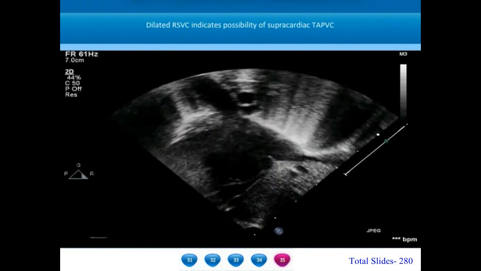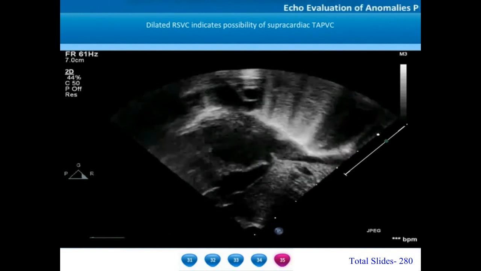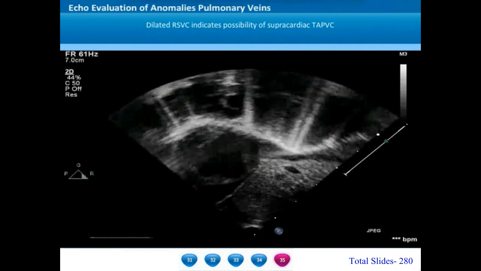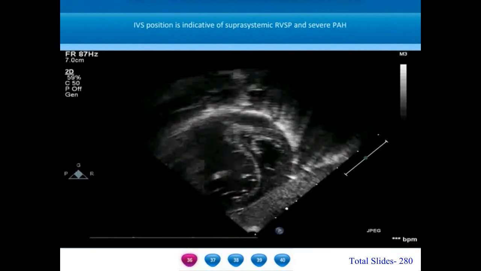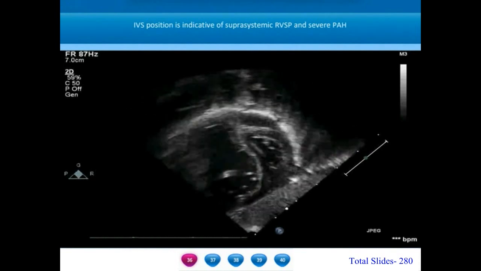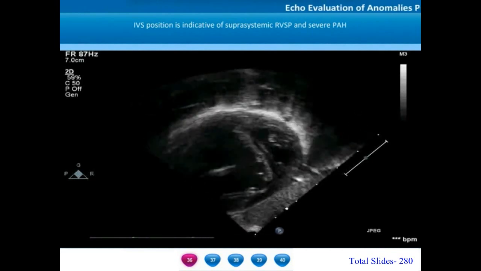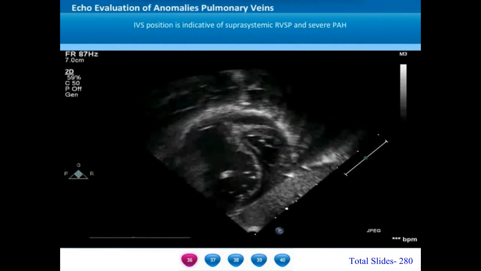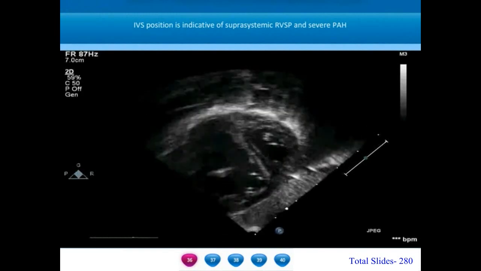In this subxiphoid view, we see the right atrium, the inferior vena cava draining from below, and the superior vena cava draining from above. The superior vena cava is grossly dilated, indicative of a supracardiac type of TAPVC. As we proceed with the subxiphoid short axis view, we identify that the right ventricle is grossly dilated, and the interventricular septum is partially bowing into the left ventricle during systole, indicative of severe pulmonary arterial hypertension, and the likelihood of RV systolic pressure being higher than the LV systolic pressure. You can also notice that the right ventricular systolic contractility is low.